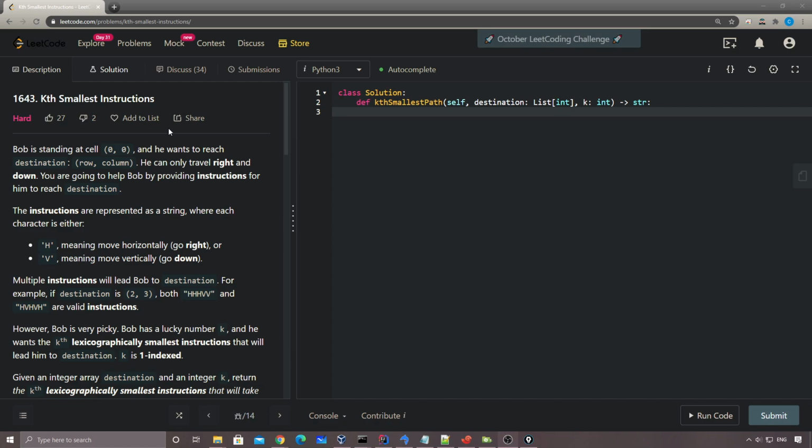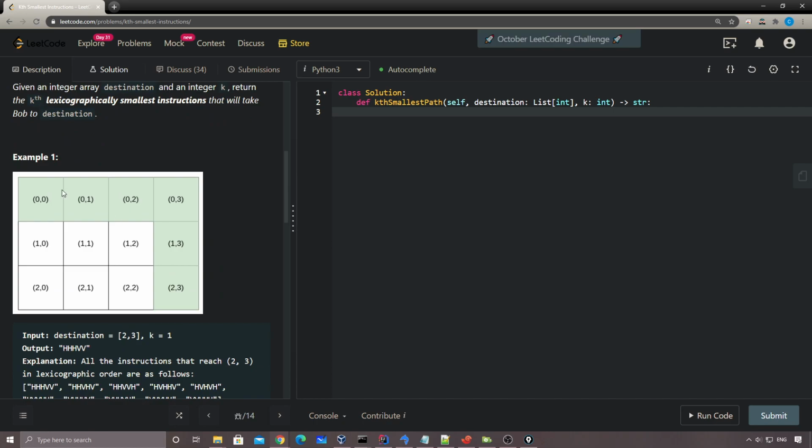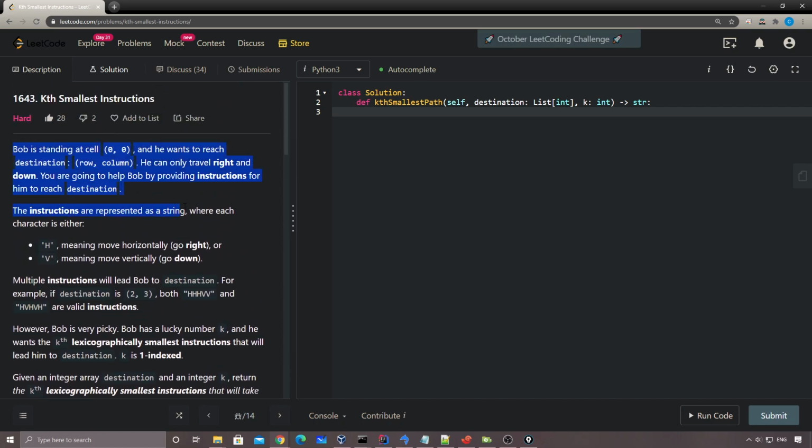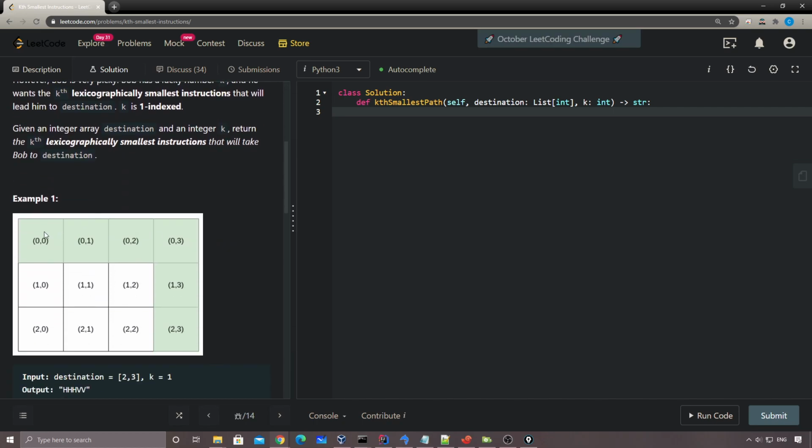So let's take a look at this week's weekly contest problem, number 1643, K-th smallest instructions. This problem is a hard problem, but it's kind of tricky because this one is more like a math problem rather than a DP or other regular problems. I'll skip the descriptions here and just use these examples.